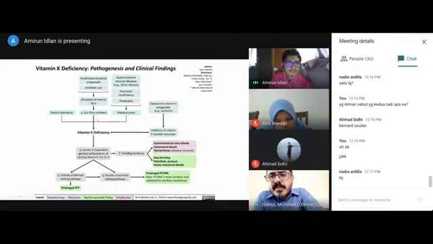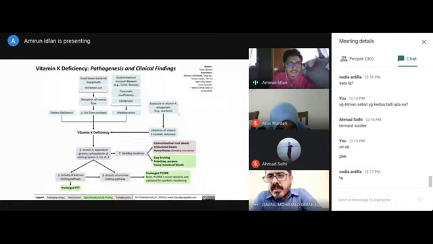Another example is dietary deficiency and malabsorption. Malabsorption is because of these three features: gastrointestinal mucosal disease, pancreatic insufficiency, and also cholecystitis. Later on, I will explain in detail about the classification of vitamin K deficiency bleeding.